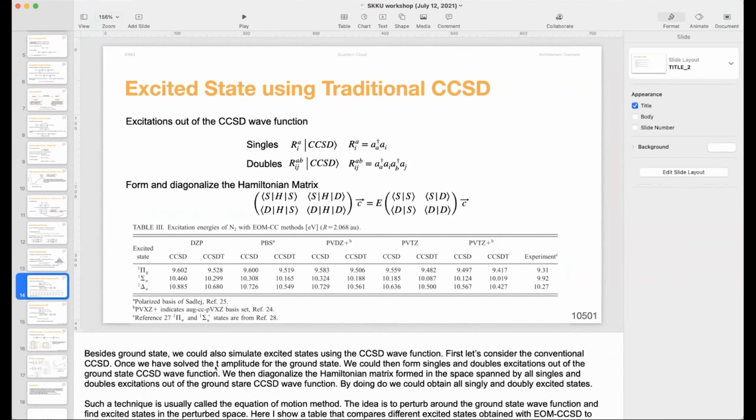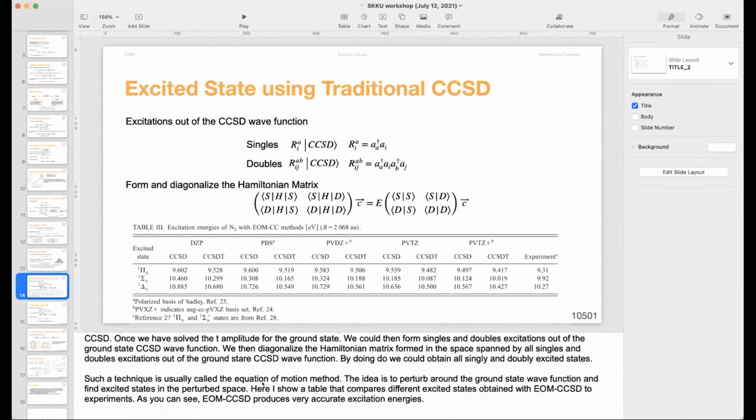Once we have solved for the T amplitudes for the ground state, we could then perform singles and doubles excitations out of the ground state CCSD wave function. We then diagonalize the Hamiltonian matrix formed in the space spanned by all the singles and doubles excitations out of the ground state CCSD wave function. By doing so, we obtain all singly and doubly excited states. Such a technique is usually called the equation of motion method. The idea is to perturb around the ground state wave function and find excited states in the perturbed space.